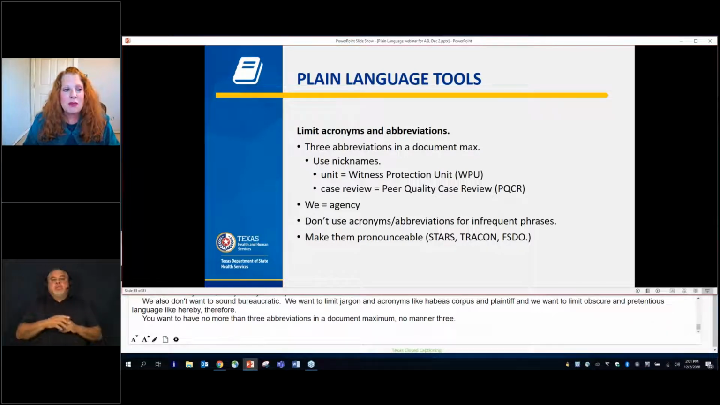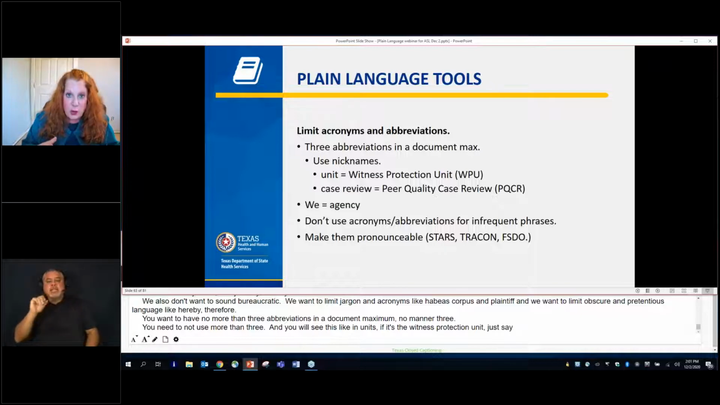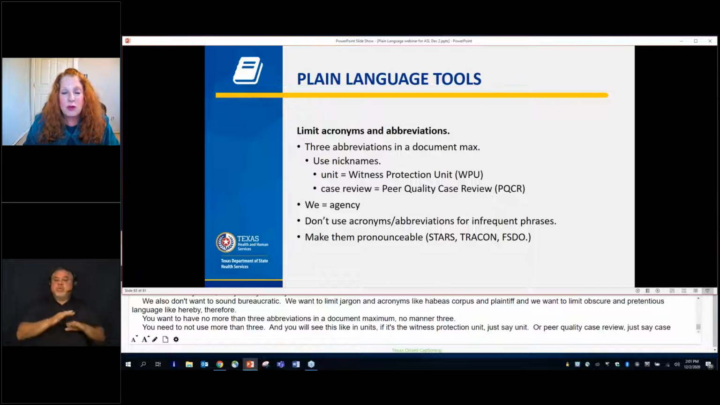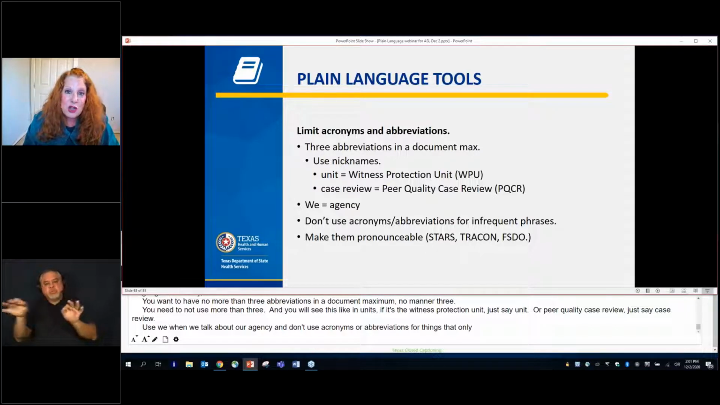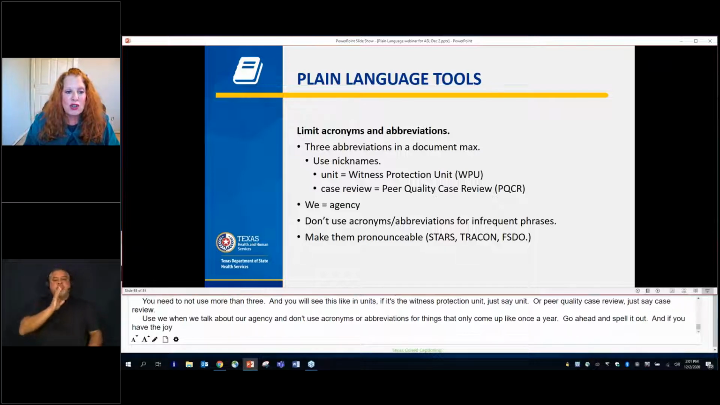And you can use nicknames like unit, if it's the witness protection unit, just say unit, or peer quality case review, just say case review. Use we when you talk about our agency, and don't use acronyms or abbreviations for infrequent phrases. If it's things that only come up like once a year, go ahead and spell that out. And if you have the joy of being able to create an acronym, make it pronounceable, like STARS or TRACON or FISDO.